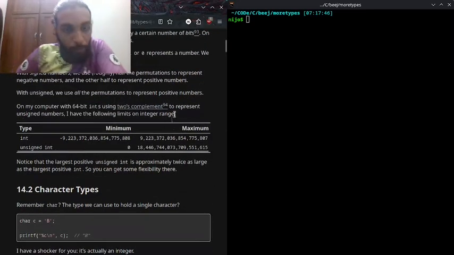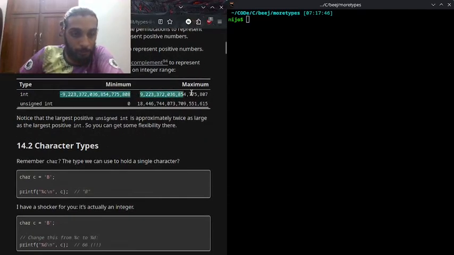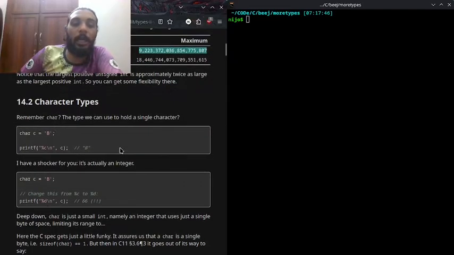So that's 2's complement. To represent unsigned numbers, I have the following limits on integer range. This much for signed integer and this much for unsigned integer. Notice that the largest positive unsigned integer is approximately twice as large as the largest positive signed integer. So you can get some flexibility there.